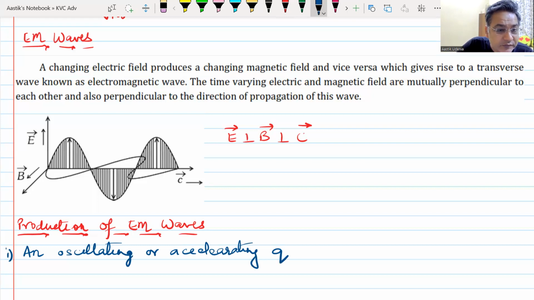An LC oscillator. We have not seen this LC oscillator. An LC oscillator will produce EM waves. Remember this, an LC oscillator produces EM waves.